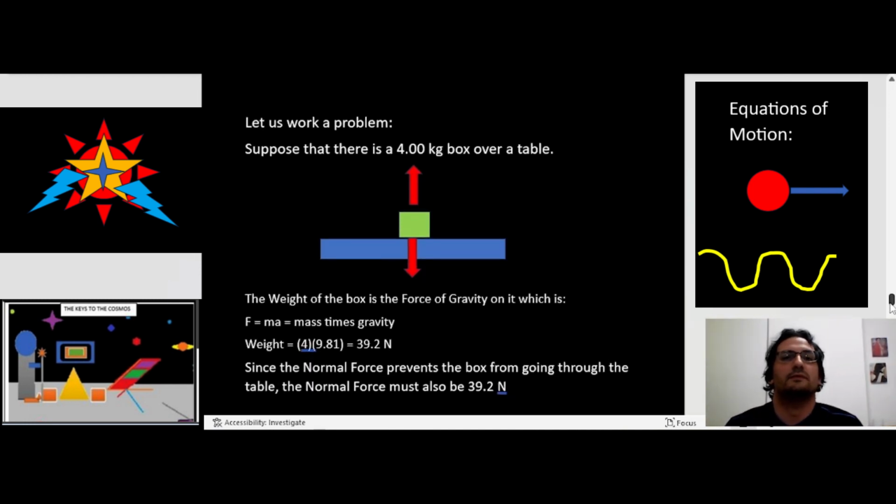Let us work a problem. Suppose that there is a 4-kilogram box over a table. The weight of the box is the force of gravity on it, which is F equals mg, mass times gravity acceleration. The weight then will be 4 kilograms times 9.8 meters per second squared, which gives you 39.2 newtons. Since the normal force prevents the box from going through the table, the normal force must also be 39.2.